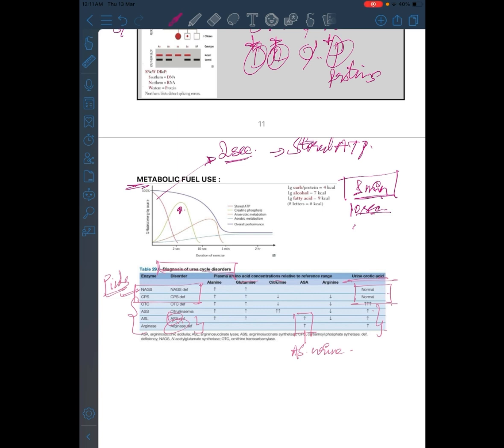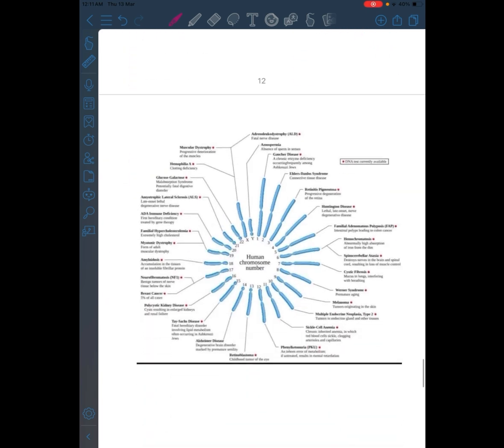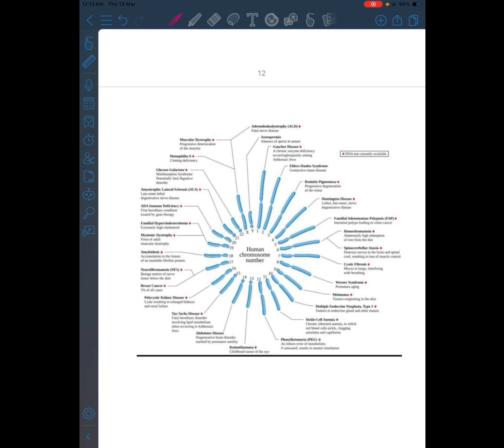Also remember that 1 gram of carbohydrate or protein provides 4 kilocalories, whereas 1 gram of fatty acid provides 9 kilocalories of energy. Okay, then there are the human chromosome numbers and the following diseases which need to be remembered. Most of them are not that important, and the star depicts that there are DNA tests available for diagnosing these diseases.